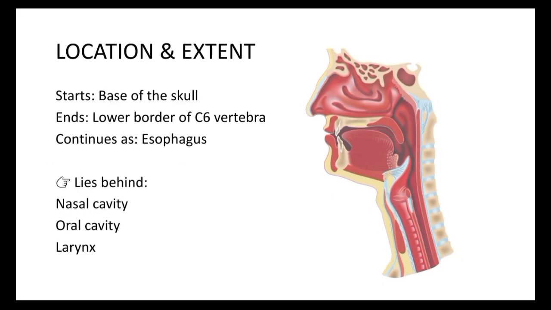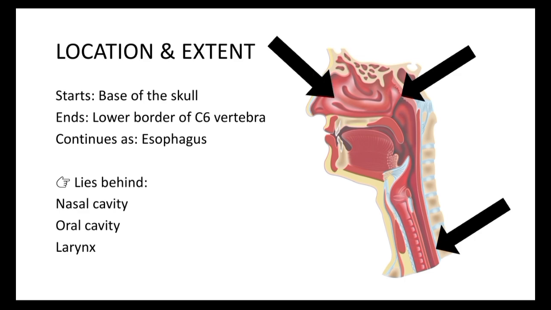Location and extent. The pharynx starts from the base of the skull and ends at the lower border of the 6th cervical vertebra, then continues as the esophagus. It lies behind the nasal cavity, the oral cavity, and the larynx. So everything you breathe and everything you swallow passes through here.